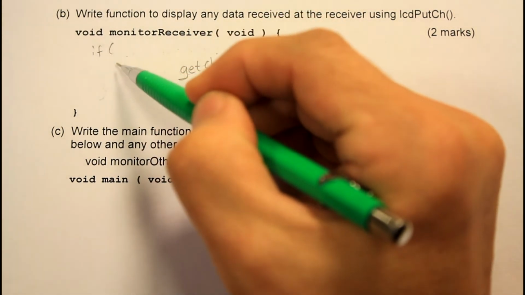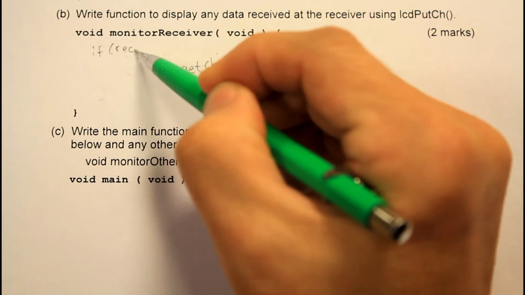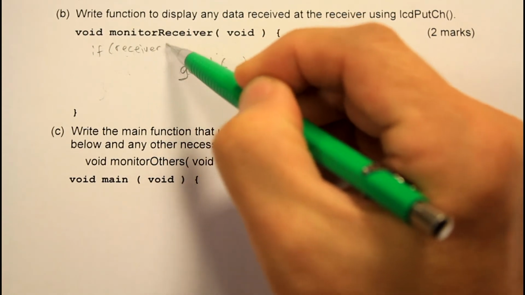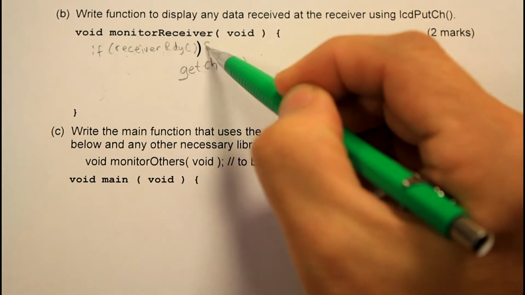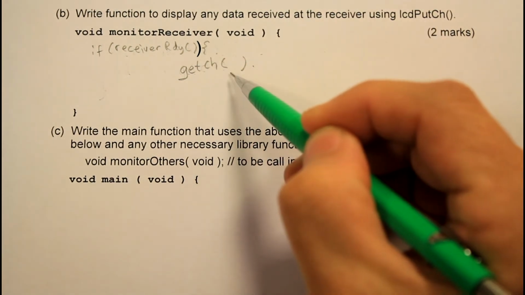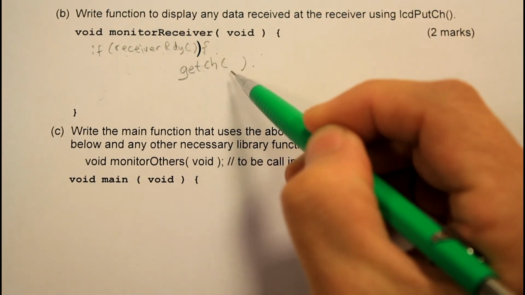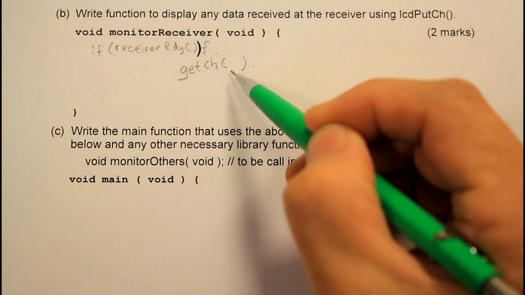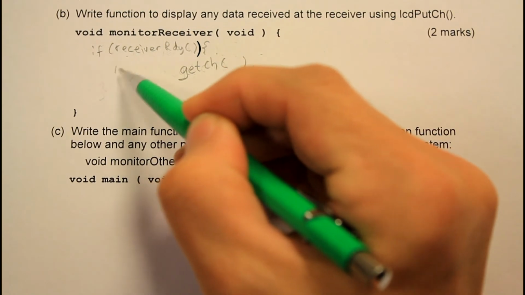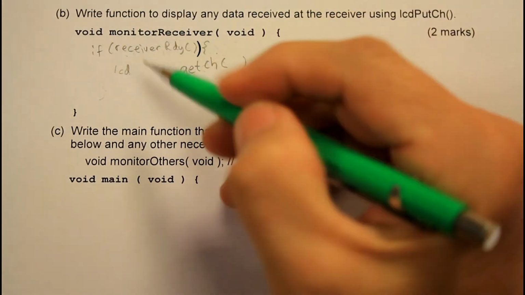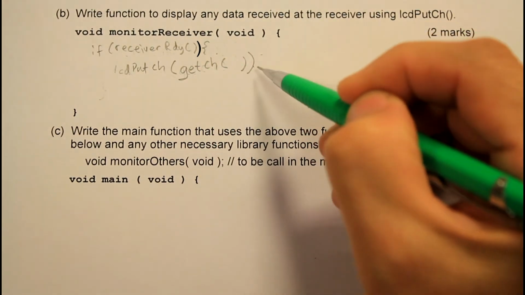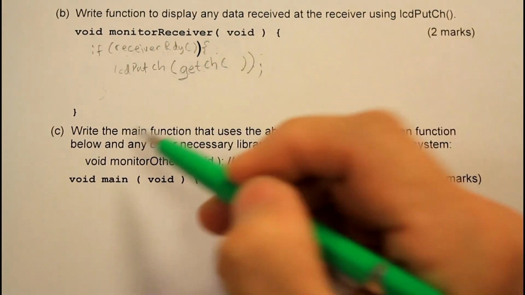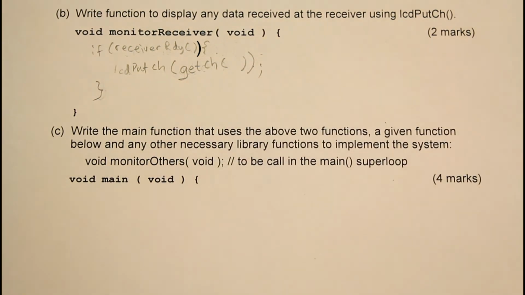If receiver ready, then we go and getChar. getChar will return an ASCII code, and if we want to throw this ASCII code to the LCD display, we have to use LCD put char and this value, and after that we can close for if.